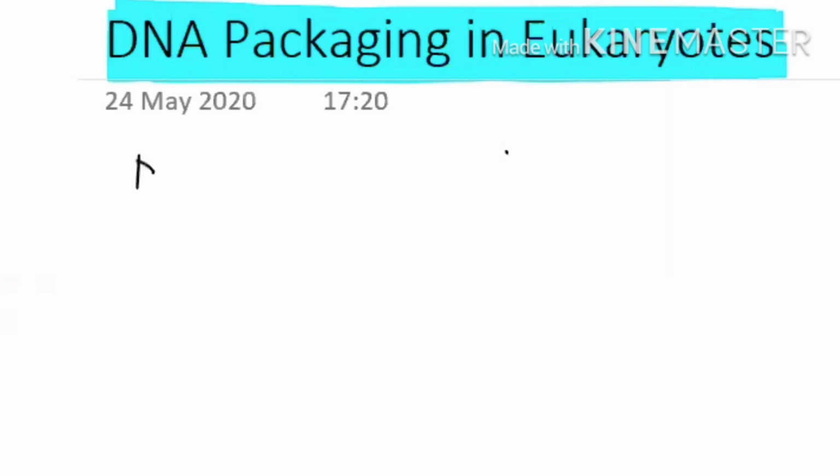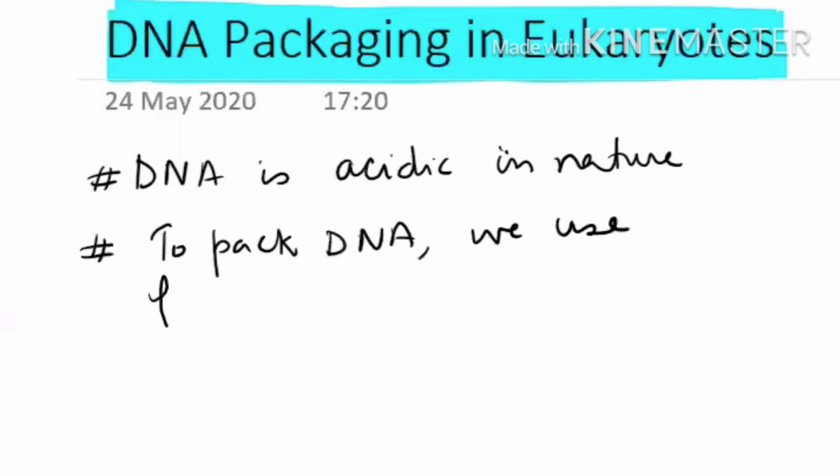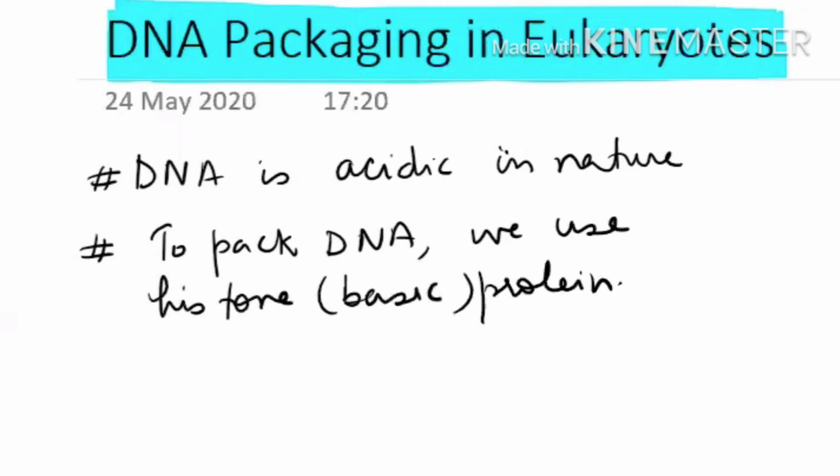Genetic material DNA is acidic in nature. To pack the DNA we will make use of the histone proteins. Histone proteins are basic in nature and they are rich in lysine and arginine.